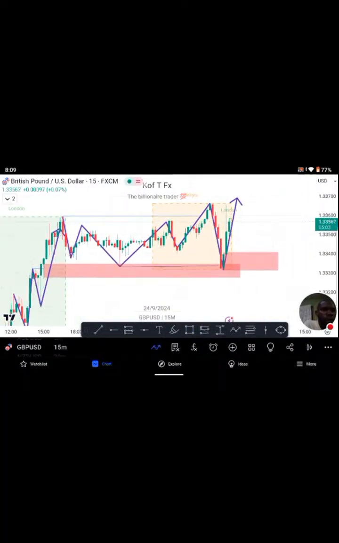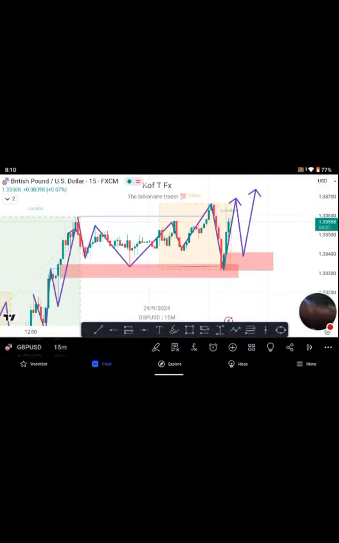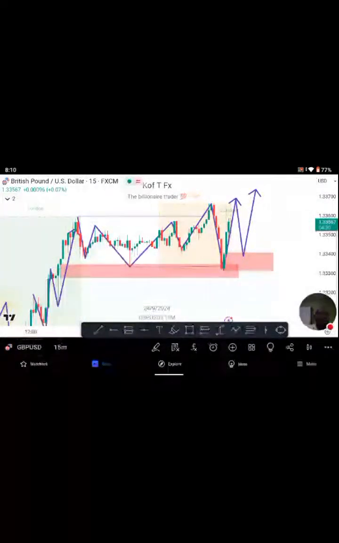This is what I'm expecting. After taking out the eye, I'm expecting a kind of pullback like this. But I'm going to observe what is going to happen rather than just taking a risk. So I'm going to observe what is going to happen on this pair to see if it will play out, to learn from it rather than putting my money at risk. So let's check AUDUSD again.